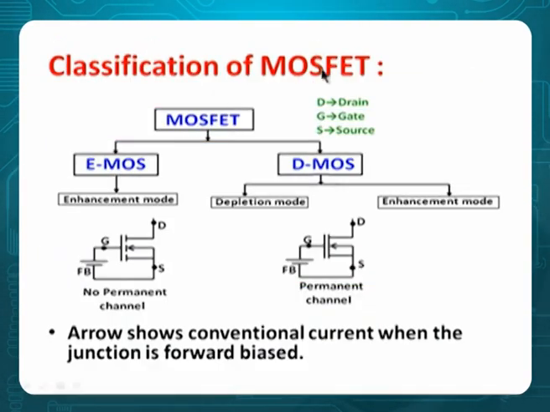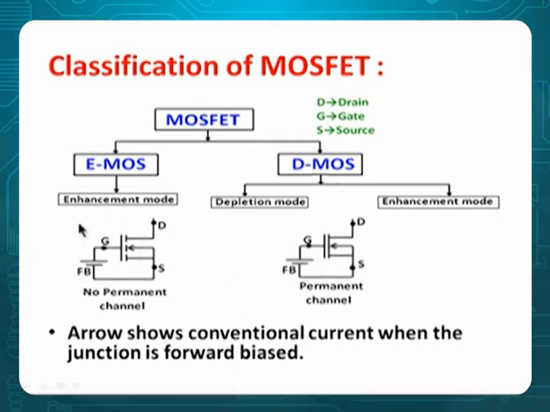Secondly, classification of MOSFET. MOSFETs include the enhancement MOSFET. There is no permanent channel, so this is a dotted line. What is this arrow? The arrow shows conventional current when the junction is forward biased. You see this is N material. When it is an N channel, the current goes from here and comes here, this is the arrow. Similarly here, current comes here.